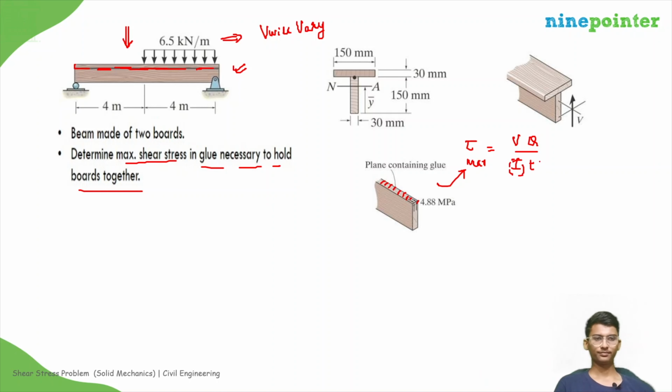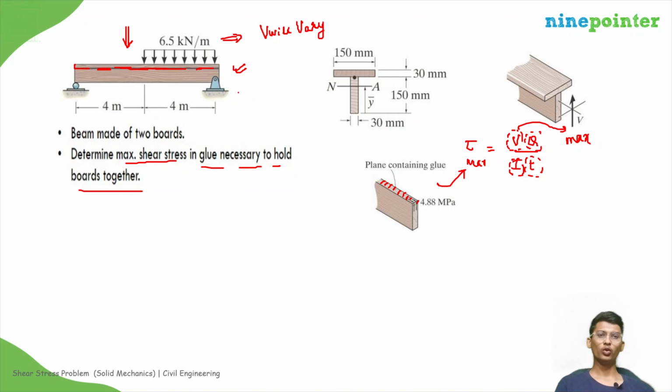See, I is fixed, T is fixed and Q is fixed. So the only variation will be in V. So we should choose that section where the V is maximum for tau maximum. So this should be maximum. So first we need to find out the maximum shear force.